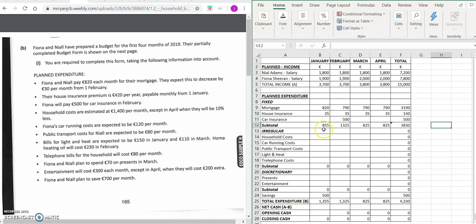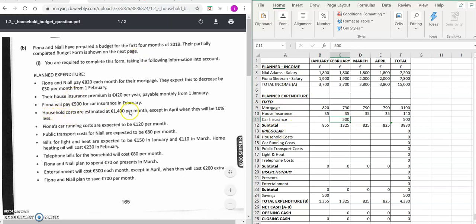And then add up your totals for January. So 855, 1,325, 825, and 825. So just adding up these three figures here to get your totals. Going down, you're going to add up the totals going across for each month to get your total. So with these 3 here going across, 4 here going across to get 140, and then it's just 500. That's for your fixed. Your irregular then.